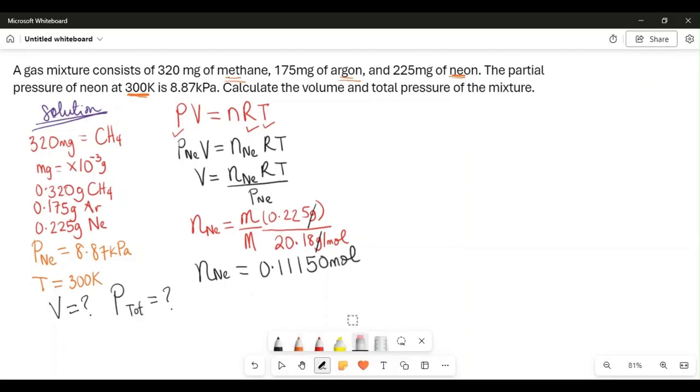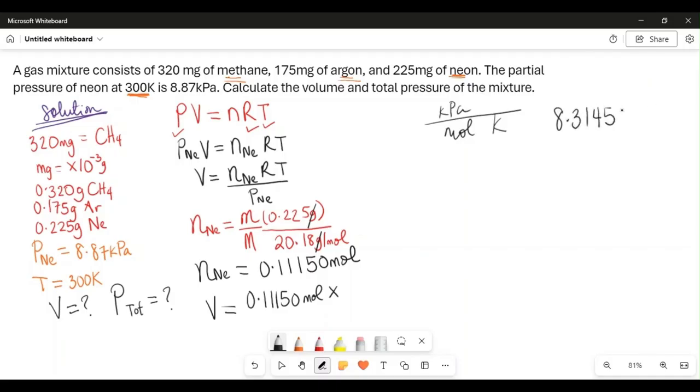Now we can input this information into the calculation. So that's going to be volume equals number of moles of neon, 0.11150 mole, times R. The gas constant we need is going to be determined by whatever the units are. So we have mole unit, we have Kelvin unit, and we have the volume. We've not determined the volume, but we have our pressure in kilopascal. So what we're going to be using is the gas constant 8.3145 kilopascal liter divided by mole Kelvin. So that is what we're going to be using.